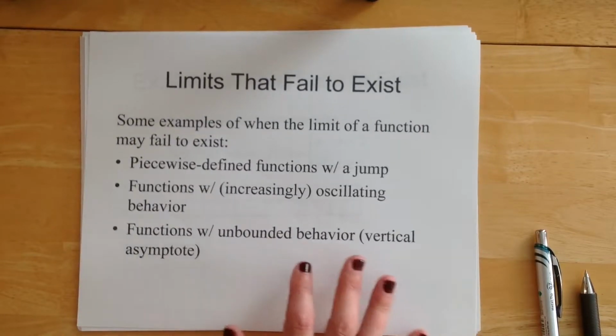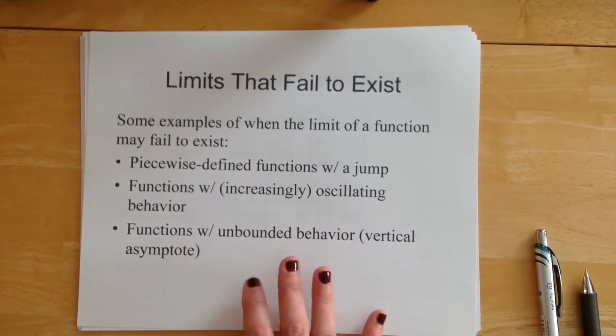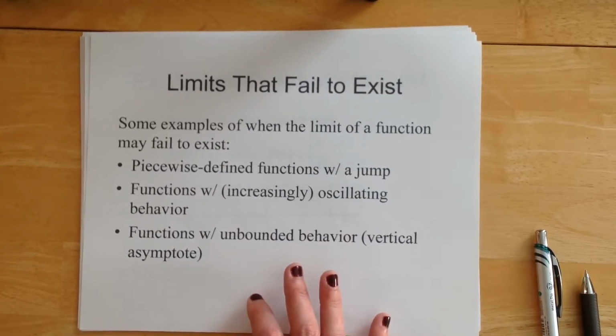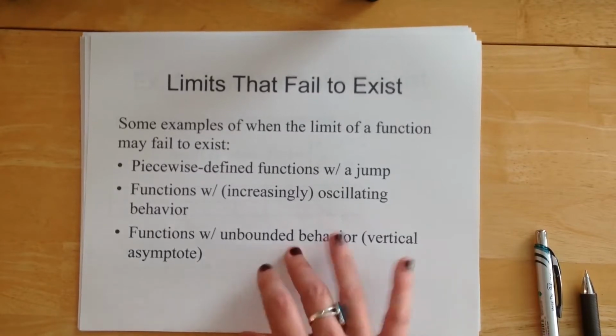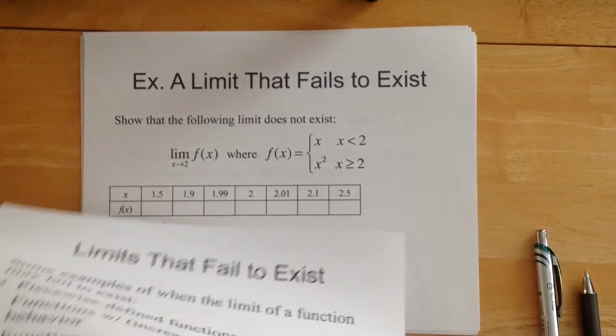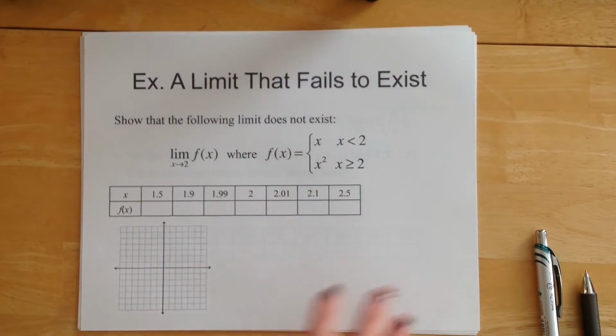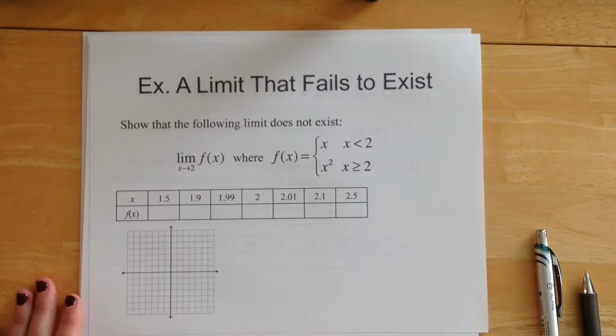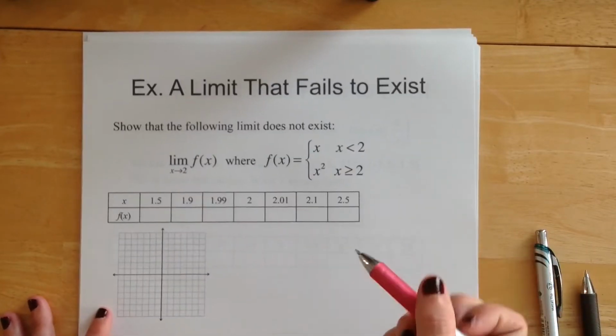And then functions with unbounded behavior, like if we have a vertical asymptote and we're asked to take the limit as x approaches whatever that value for the vertical asymptote is. So we'll look at some specific examples now where the limits fail to exist. Okay, piecewise function. You guys know how to graph piecewise functions. So let's go ahead and sketch this graph first.